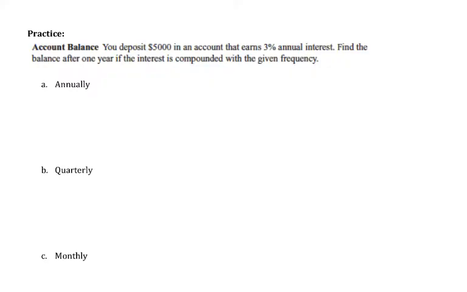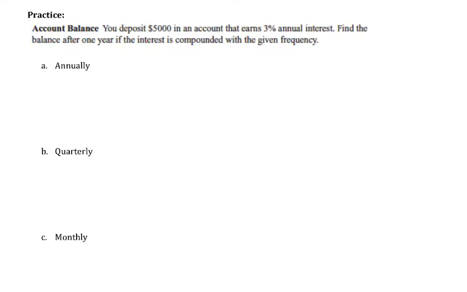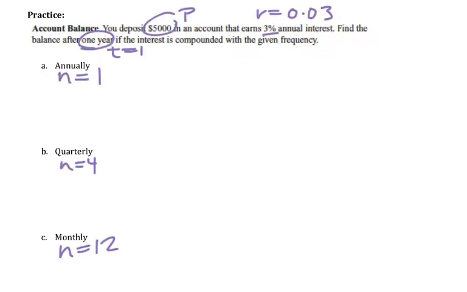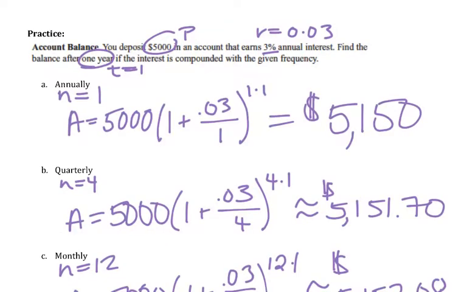Okay, let's have you do the practice problems. So pause this for a second, try the practice, and then check back in with my answers. Okay, so first let's just check that we identified all the parts correctly. P is 5,000, R is 0.03, T is 1. When you're compounding annually, N is 1, quarterly 4, monthly 12.